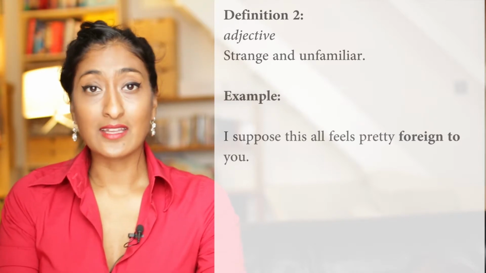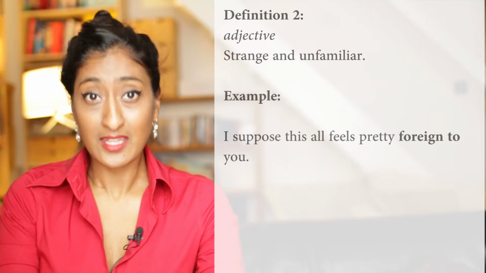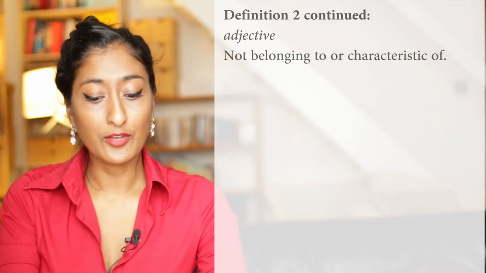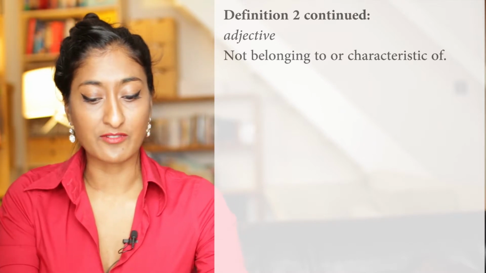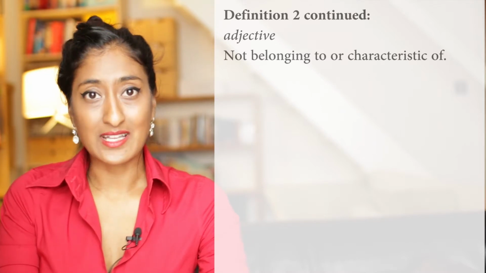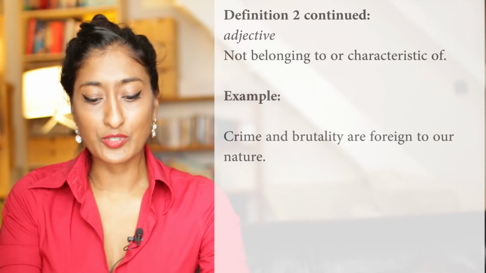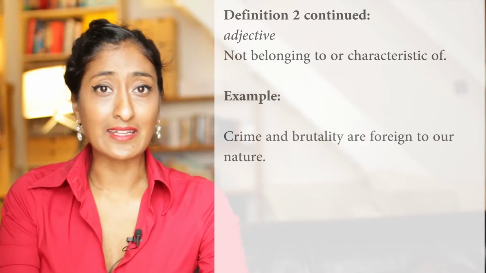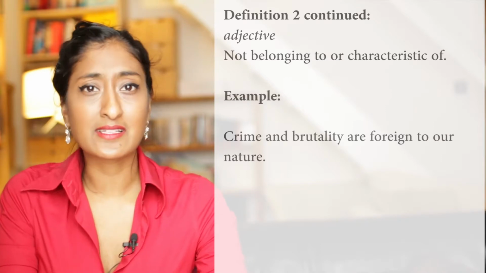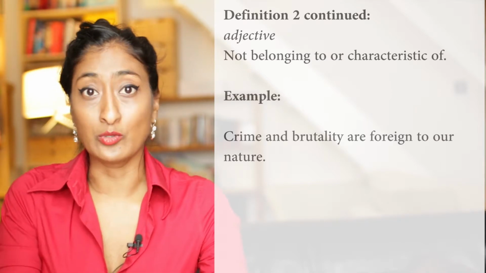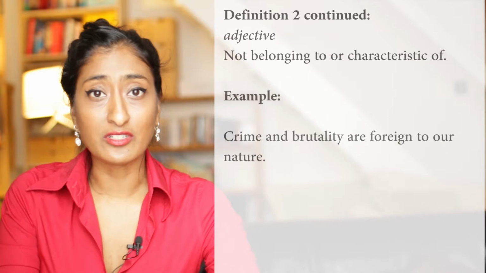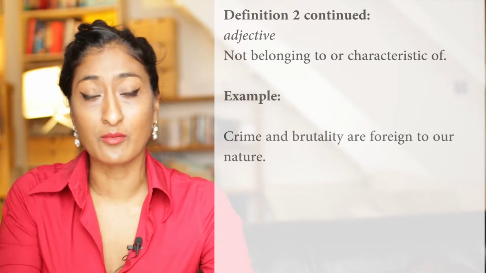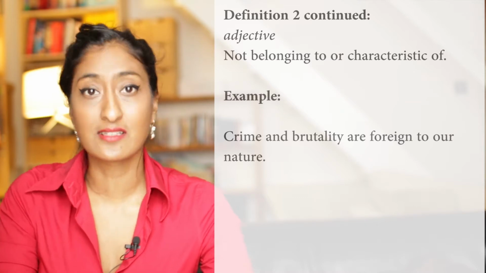Another way that the word foreign can be used in this second umbrella definition is not belonging to or characteristic of. Here's an example sentence. Crime and brutality are foreign to our nature. And here it explains that a particular personality trait, for example, cruelty, is foreign to our nature. That means it's not in our nature at all. It is alien from us. It is outside of us. It is not inside of us.